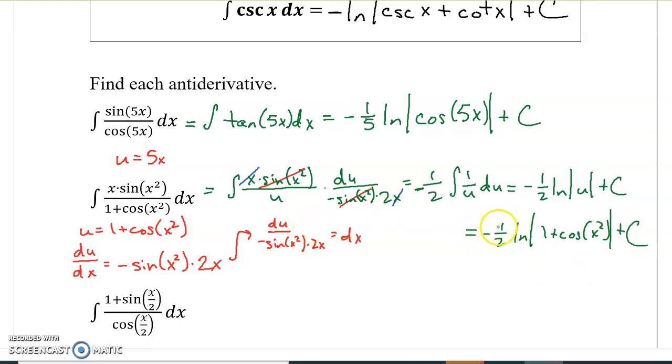Some people like to use properties of logs to turn this into 1 over the square root of all this. I don't like to do that, but it's certainly fine if you do.